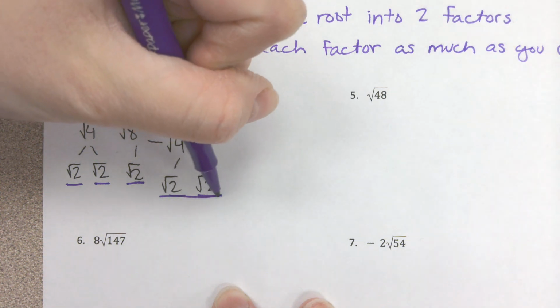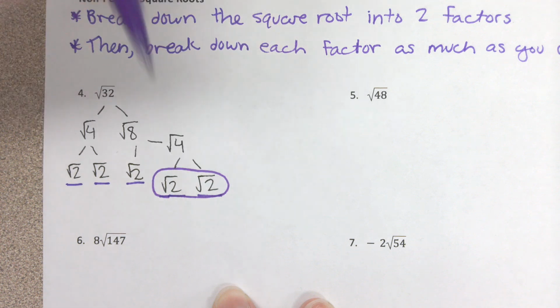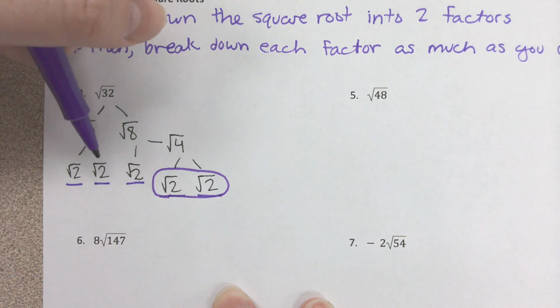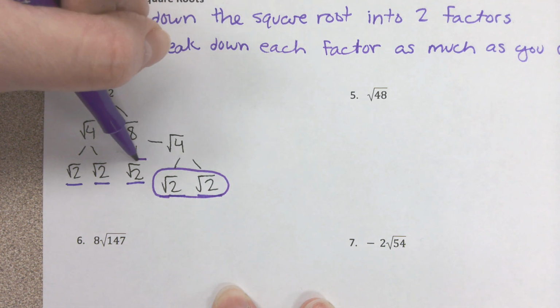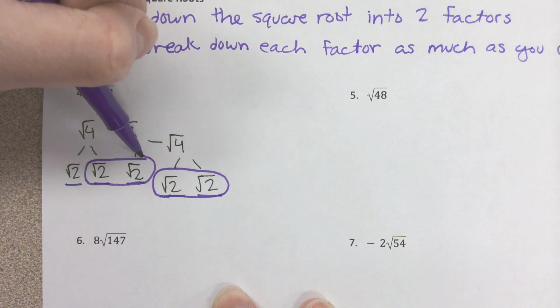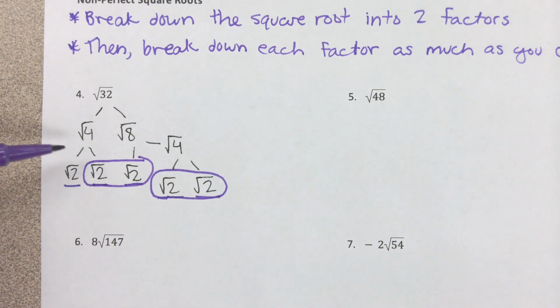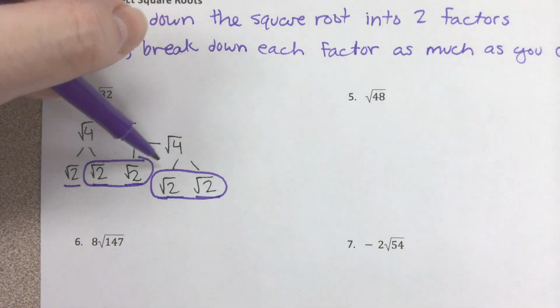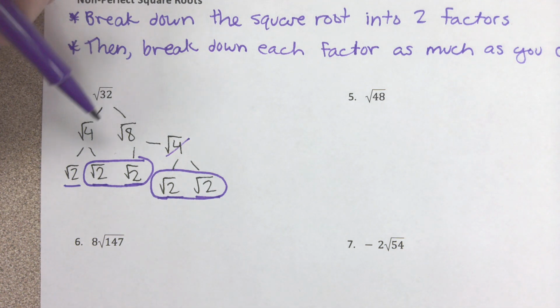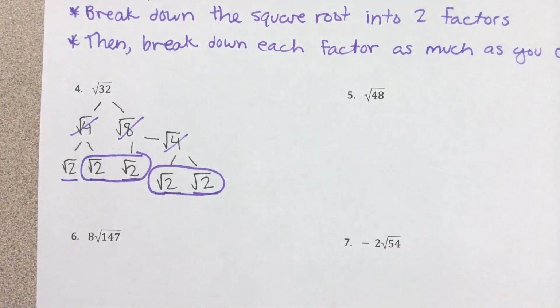So I have a pair of 2's right here. I have another pair of 2's. And then I have a lonesome square root of 2 over here. The rest of these numbers were broken down, so we're not going to use them. So if it helps, I cross them out when I'm done with them. So 4 was broken down, 8 was broken down, and 4 was broken down. So those aren't going to be used.